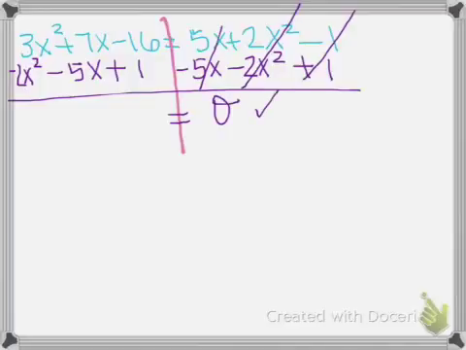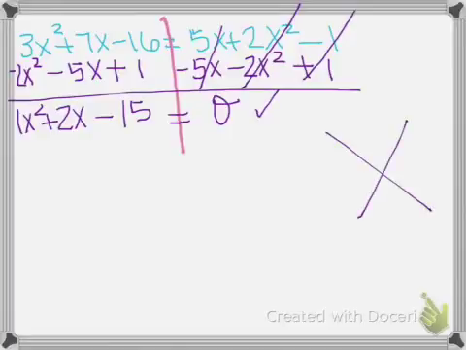We just have to add everything up. 3 minus 2, keep the label the same. 7 minus 5 is 2x, and negative 16 plus 1 is negative 15. Once it's set equal to 0, we can factor.